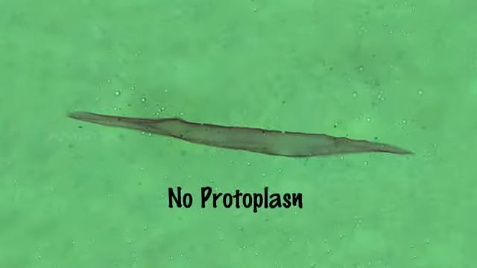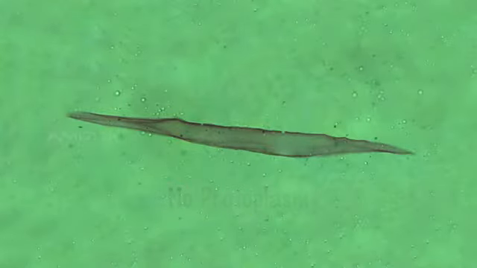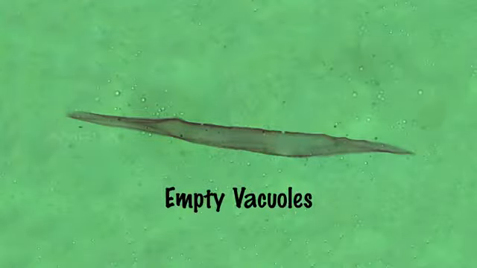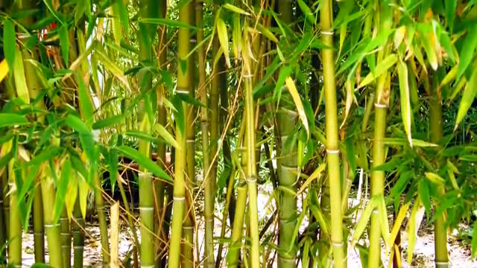There is very little or no protoplasm. The nucleus is absent in the cell. Vacuoles are empty and are called lumen. These cells provide mechanical strength to the plant.